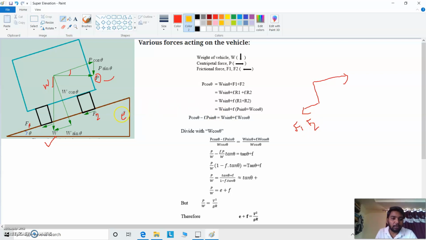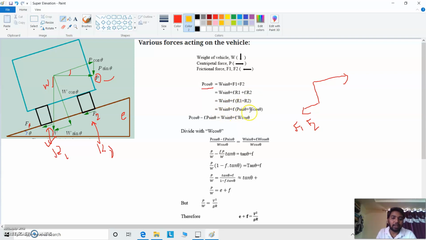And W sin theta, this is the total weight of the body. It is because of the tilt that we are considering W sin theta. So I am equating these coplanar non-concurrent forces, that is P cos theta, W sin theta, and F1 and F2, so that W sin theta will remain here, and F1 and F2 are considered as the frictional force F, along with reaction R1 and reaction R2 for the wheel 2. So here I will get W sin theta plus F into (R1 plus R2).